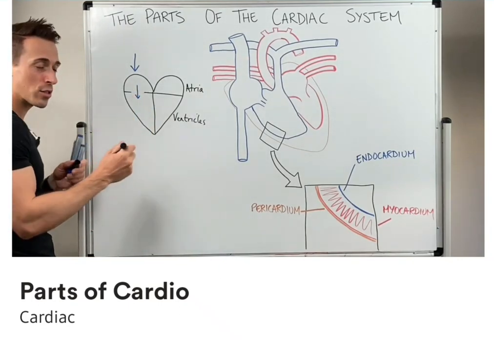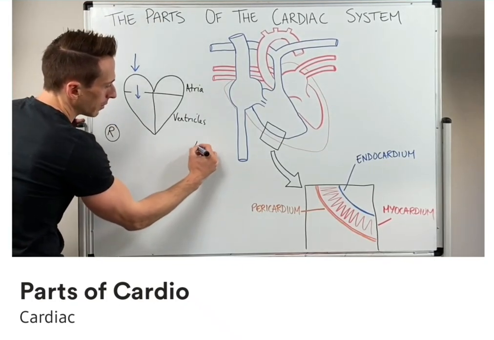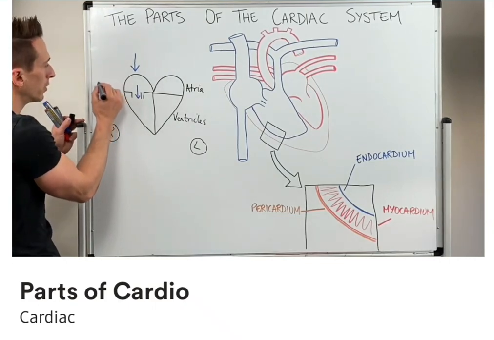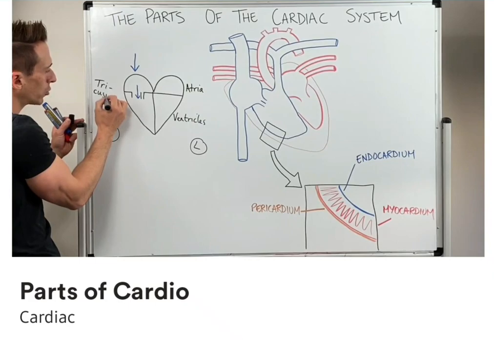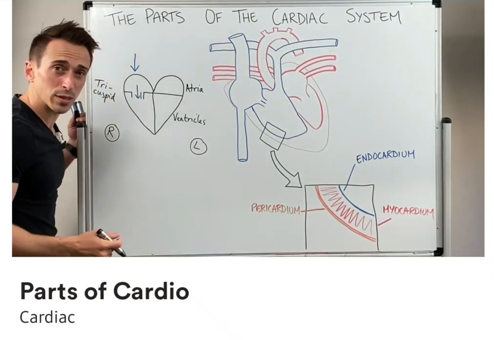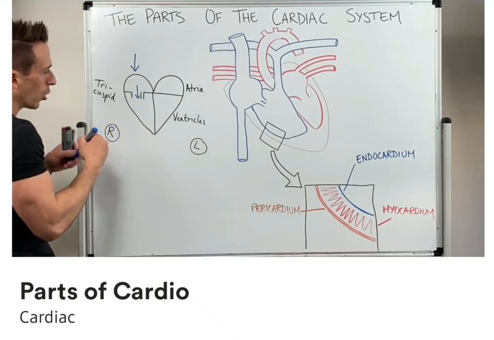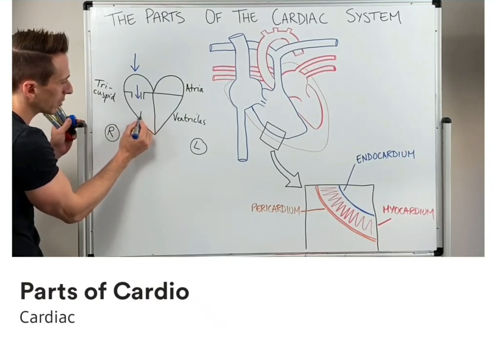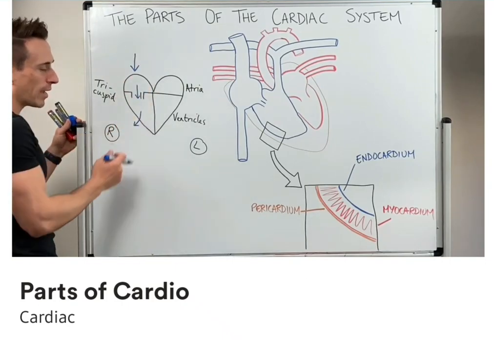Now the right-hand side of the heart, which we're looking at here, has three cusps, and it's called the tricuspid. Tri meaning three, cuspid referring to the fact it looks like little cusps. That blood then goes into the right ventricle, and the right ventricle is going to pump the blood out. So blood always leaves ventricles. Now that's the right-hand side.